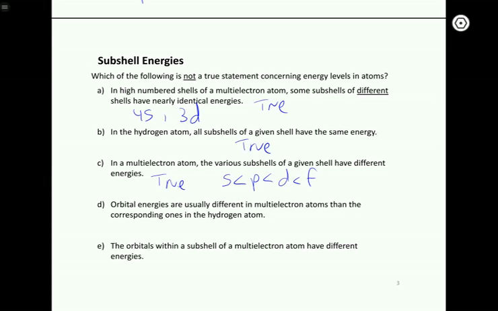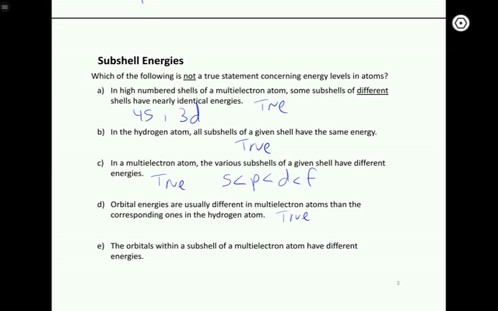Okay, in choice D, orbital energies are usually different in multi-electron atoms than the corresponding ones in hydrogen atom. Okay, this is also true, again, because in multi-electron atoms, we're adding protons to the nucleus, first of all, and we're adding in electron-electron repulsions, so both of those are going to affect the orbital energy, and they're likely to be different from those of hydrogen.